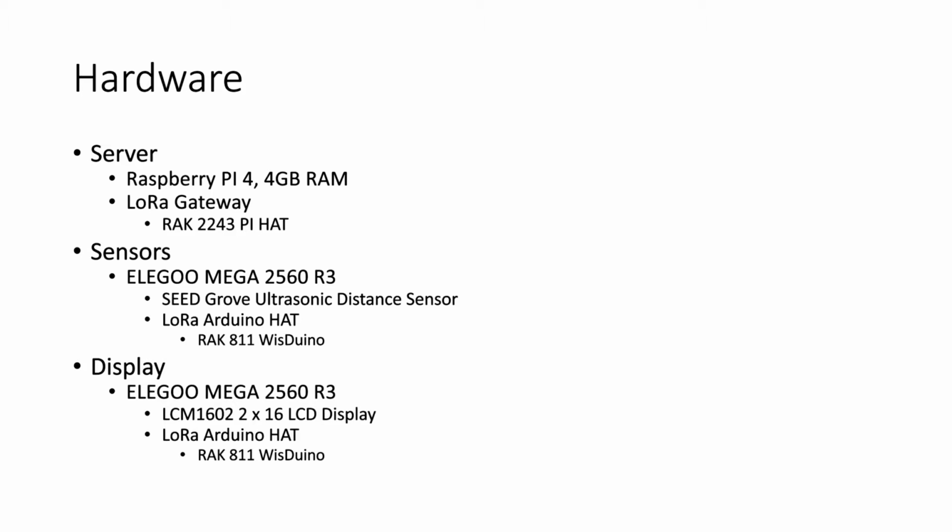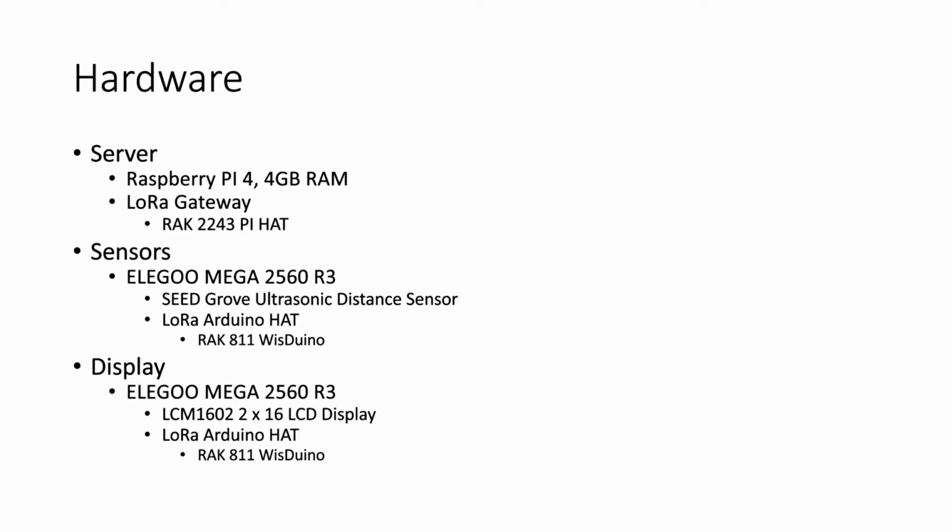There is also, for the sensors, the Elegoo Mega 2560 R3. This is compatible with the Arduino Mega 2560 R3. It's the same processor, so there are lots of existing libraries already that deal with this board, which makes it much easier to program and get up and running. On the sensors, I'm using a Seeed ultrasonic distance sensor. This is just a distance sensor.